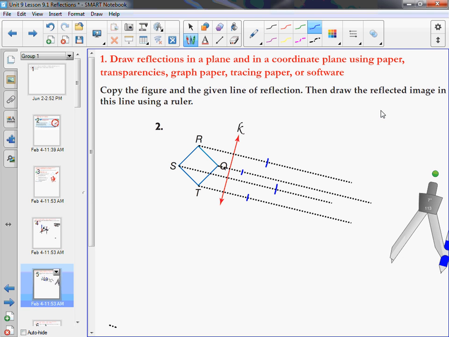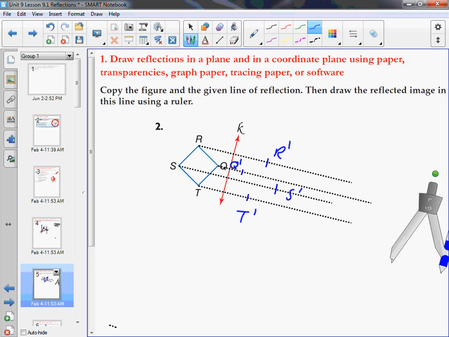Label your new points using that prime notation. So you'll have Q prime, R prime. Oops, I labeled mine wrong already. That wasn't Q prime. Here's Q prime, R prime, S prime, T prime. Then use your straight edge to connect them.